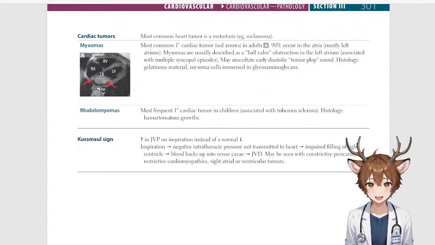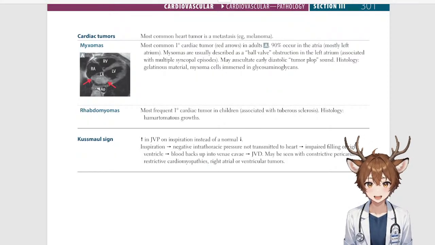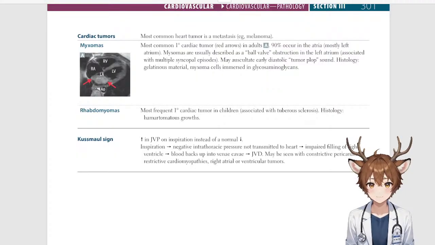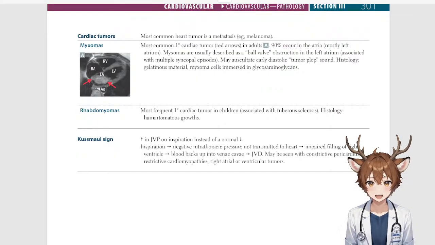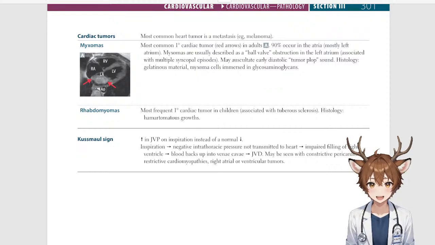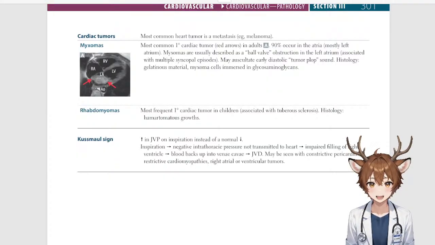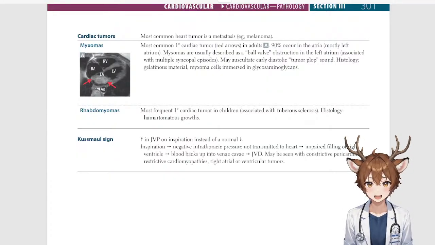Myxomas are usually described as a ball valve obstruction in the left atrium associated with multiple syncopal episodes. IL-6 production by the tumor leads to constitutional symptoms, for example, fever, weight loss. You may auscultate an early diastolic tumor plop sound, which mimics mitral stenosis. Histology would be gelatinous material, myxoma cells immersed in glycosaminoglycans.